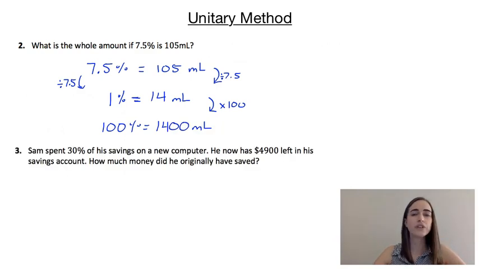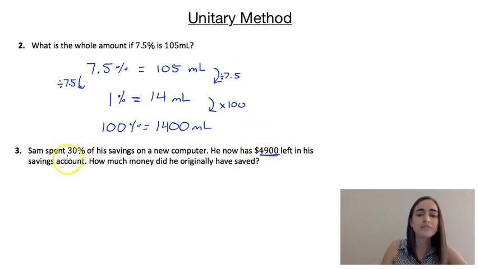In our last example, we just have to be a little bit careful of the wording. So it says Sam spent 30% of his savings on a new computer. He now has $4,900 left in his savings account. How much money did he originally have in his savings account? So it's not the 30% that's equal to that 4,900. The 30% is what he spent, and now we're told that he has $4,900 left over.